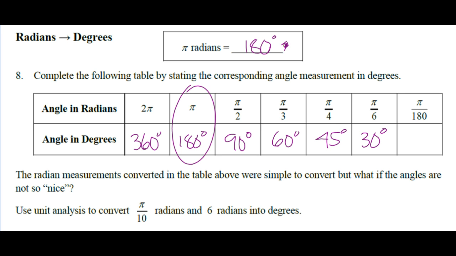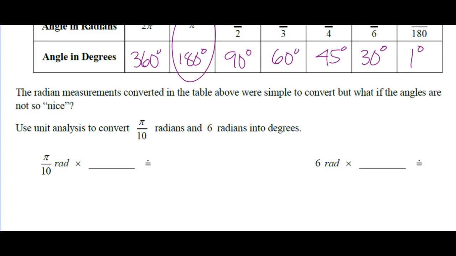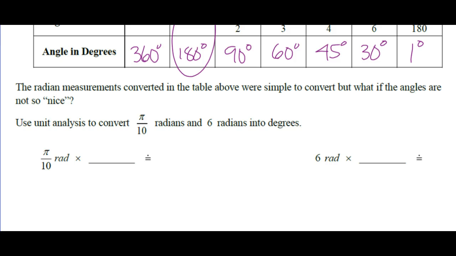Okay, so that last one will be how much? 1 degree. So 1 degree is pi divided by 180. The radian measurements can be converted.